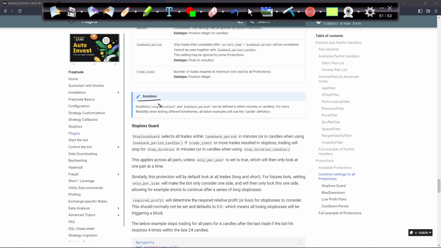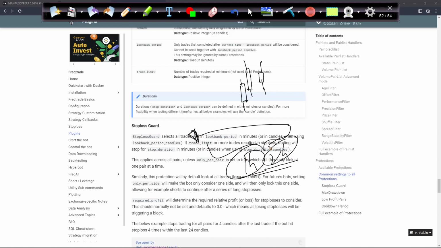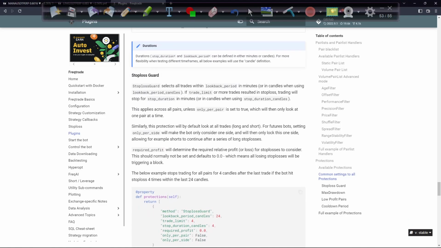Durations, stop duration and lookback period can be defined in either minutes or candles. For more flexibility when testing different time frames, all the examples below will use the candle definition. All right, so the candle is important. If you have these candlesticks, you can go back this many candles and that's how you look at it. You don't say 1 hour or 2 hours; you can, but when you're testing multiple time frames, it will by default use the candle calculation. So it is already built into it.